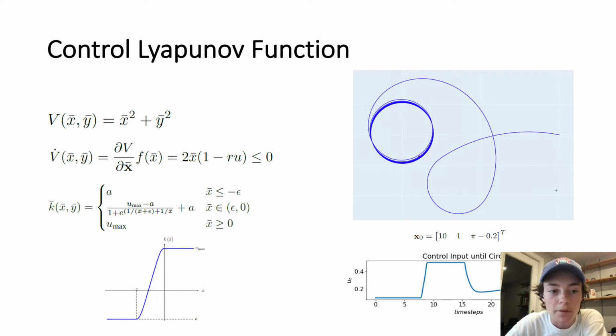To make our Lyapunov analysis easier, we defined these UAV-centered coordinates and performed the analysis on these coordinates. Taking our candidate Lyapunov function as a function of our transformed coordinate system, we define a time-varying gain k, which produces the following simulation when started at the point 10, 1, pi minus 0.2. As you can see, it slowly spirals in towards this arbitrary radius, and the control input looks like this on the bottom right.